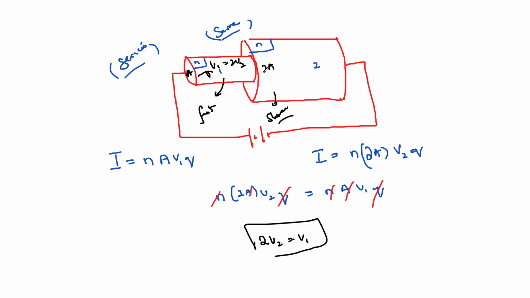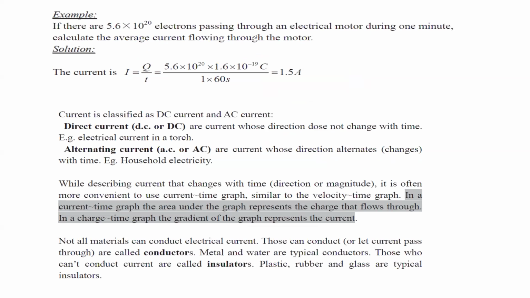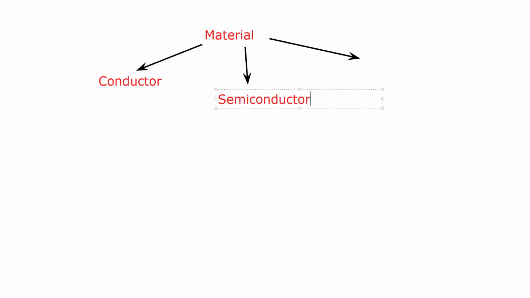Now, materials can be divided into categories depending on their nature to conduct electricity. So, materials can be conductors, semiconductors, or insulators. This is in terms of electrical conductivity.